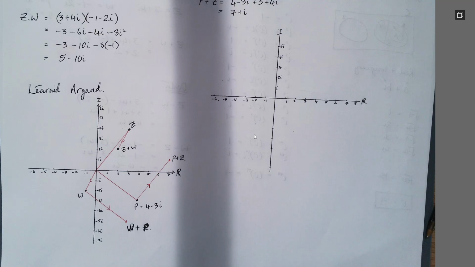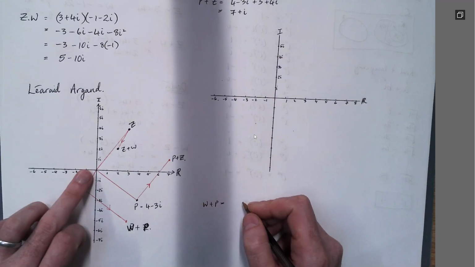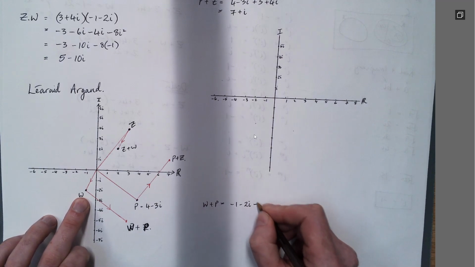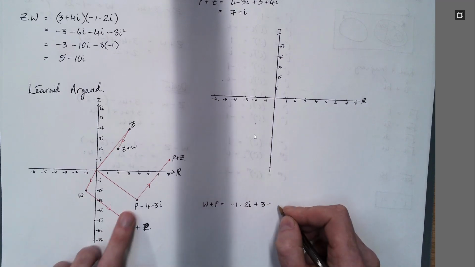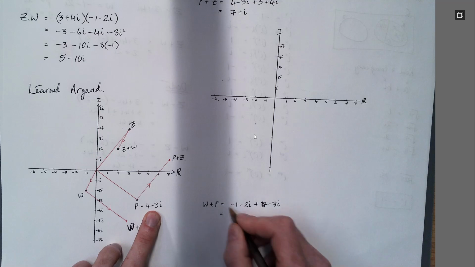The modulus is the same, but the outcome is a sample. Because you get W plus P. You do 3 minus i. W plus P. So the W is 3 minus 2i plus 3 plus some, so we get 3 minus 2 minus 3i, which is minus i.